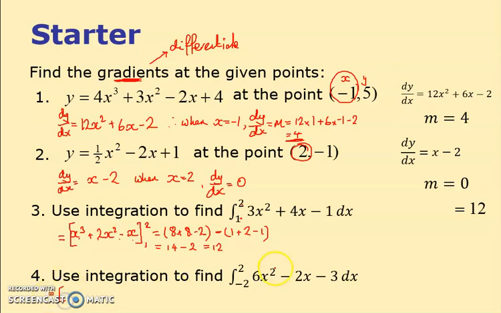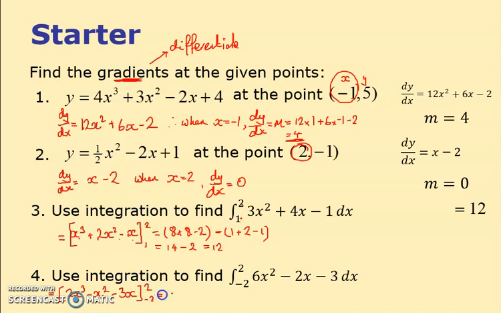Square bracket, add a power, 6x cubed divided by 3. I reckon that's 2x cubed when I divide it by 3. Minus 2x squared over 2. I reckon that's minus x squared. Minus 3x. Square bracket closed, minus 2 to 2.